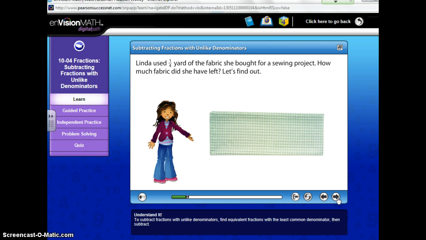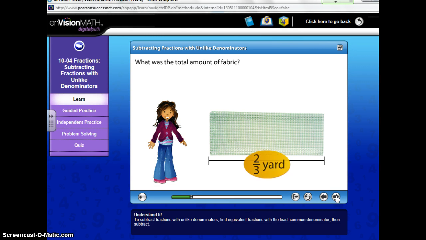So this lady, Linda, she used 1/4 of the fabric that she bought for a sewing project. And we want to know how much fabric did she have left over. So first we need to know what was the total amount. And the total amount was 2/3 of a yard. Well, now we need to ask ourselves, how much did she use? She used 1/4 of the fabric. So what operation are you going to use to find out the answer? Aiden?